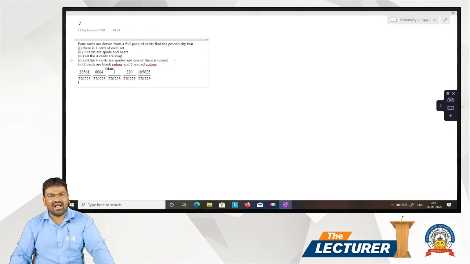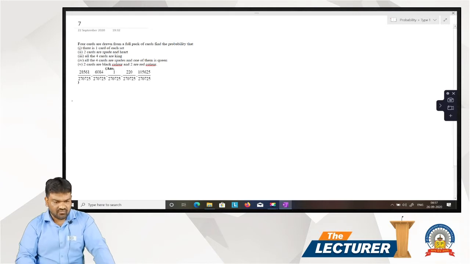All the 4 cards are king. All the 4 cards are spade and one of them is queen. Two cards are black color and two are red color. Okay, first one. There are one card of each set.